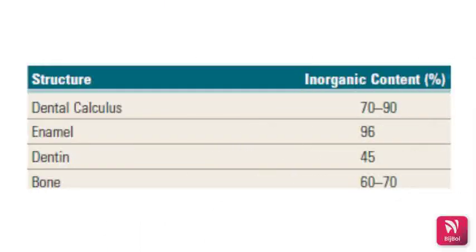In the next table, you can appreciate that the inorganic component of calculus is similar to that in other calcified tissues of the body. The inorganic content of the calculus is 70 to 90%, enamel has 96% inorganic content, dentin has 45%, and bone has 60 to 70%. So nearly similar inorganic composition is present in calculus and the calcified tissues of the body.